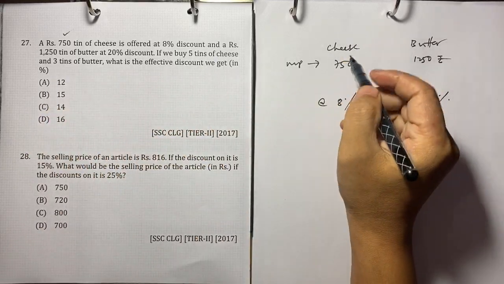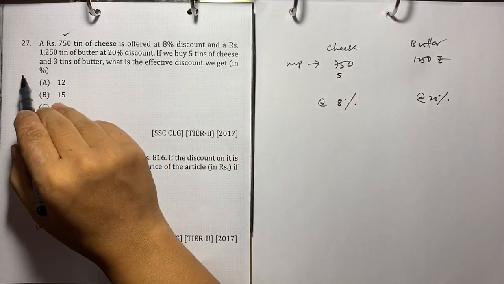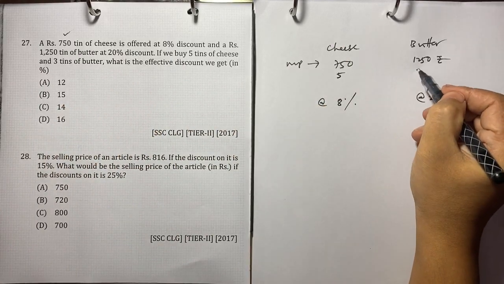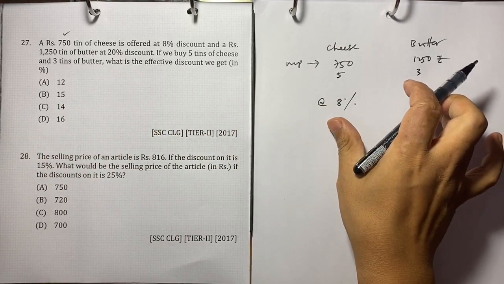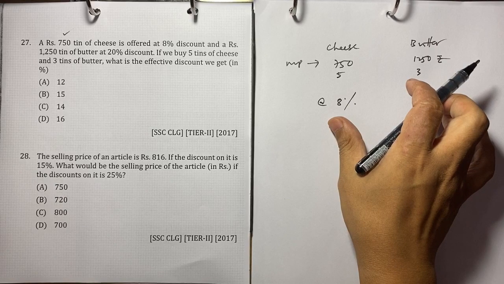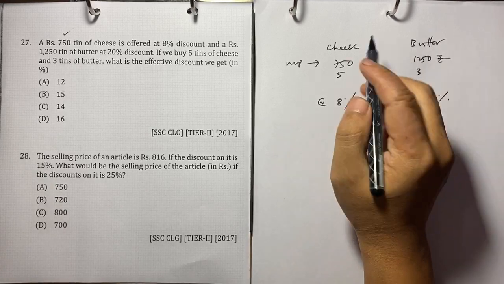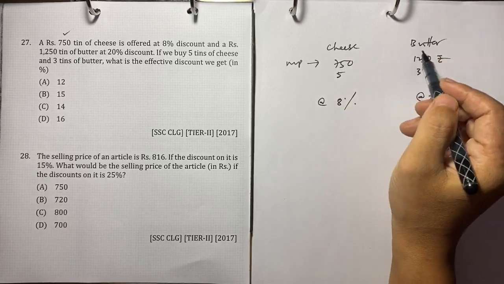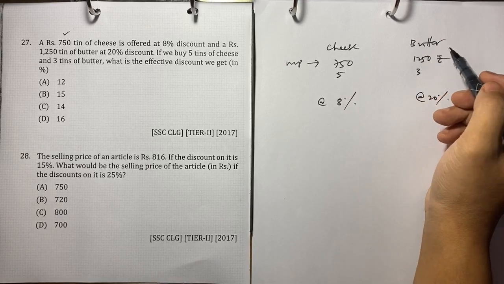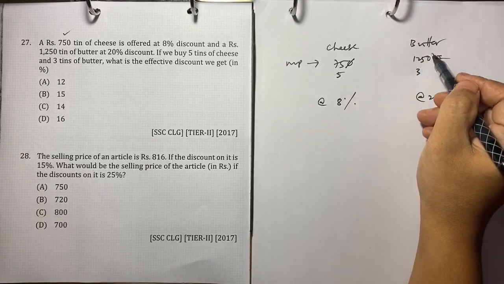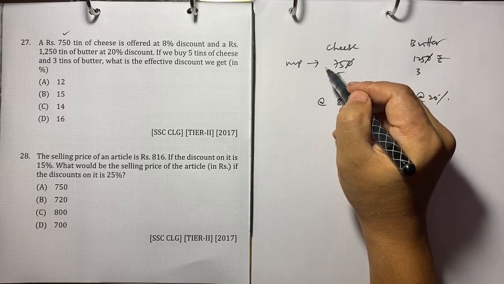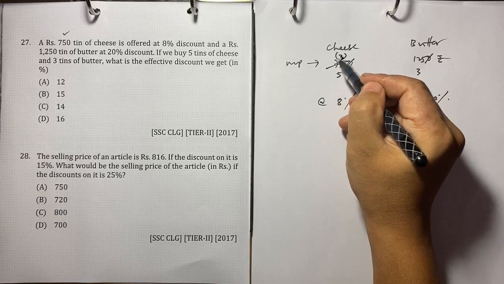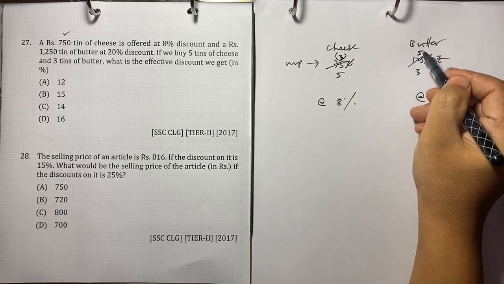5 tins of cheese, 3 tins of butter. Okay, this is the problem. We apply the allegation method to get the ratio. So in this case we don't need the actual number, now we need the relative difference. So this will be this. So 25 cancel, this will be 3, 25 cancel, this will be 5.